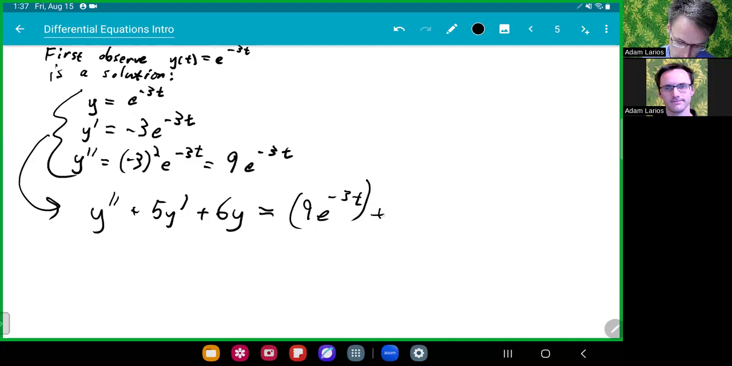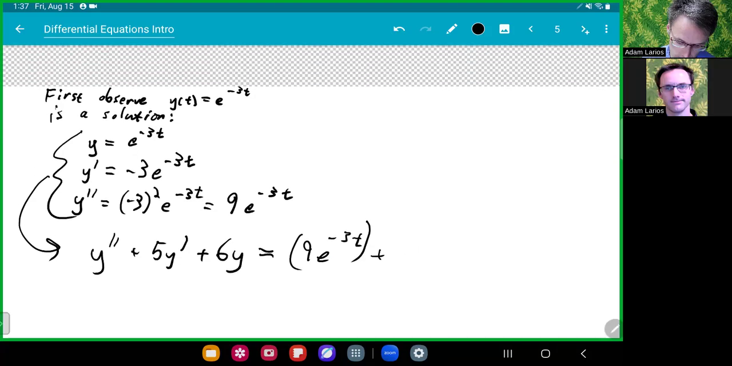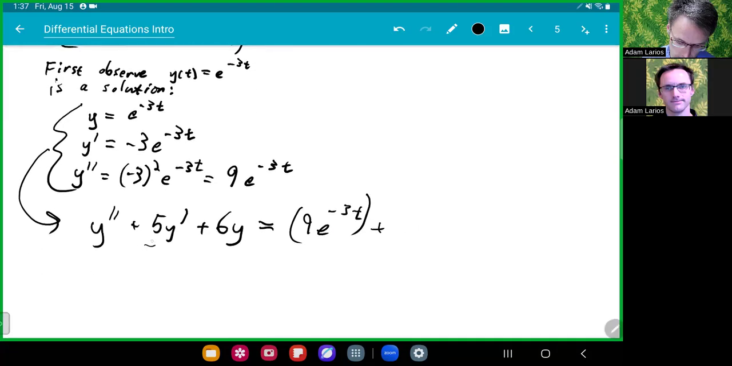That's our y double prime. Next, y prime, from this 5, we get 5 times minus 3e to the minus 3t. And then plus 6, and when we plug in y, we just get e to the minus 3t. Notice I'm being careful not to write that this is equal to 0, or to start with this thing equal to 0 or anything like that. I don't know that it's equal to 0. We have to work out what it is.